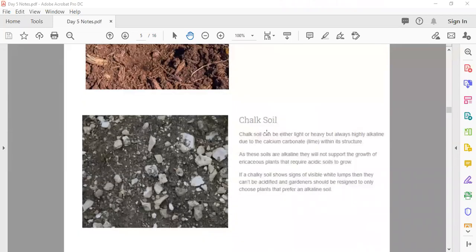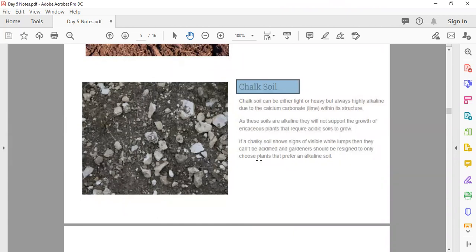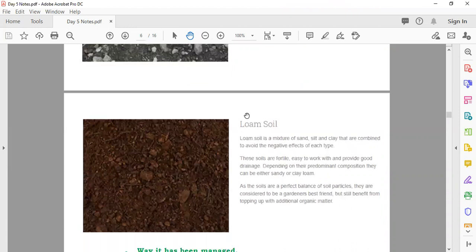The chalk soil, as from the name we said, calcium carbonate, is highly alkaline, and sometimes the plants which need acidic soil will not grow in it. After that, loam soil. Loam soil is a mixture of sand, silt, and clay, all mixed together. Due to that, it becomes more fertile as compared to the others.